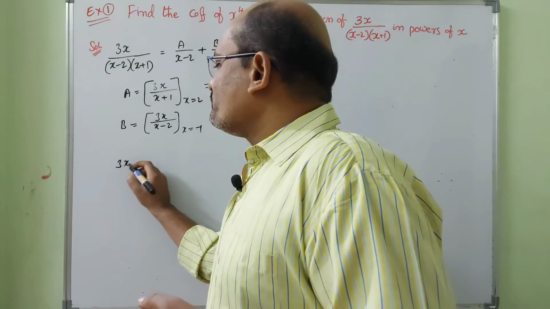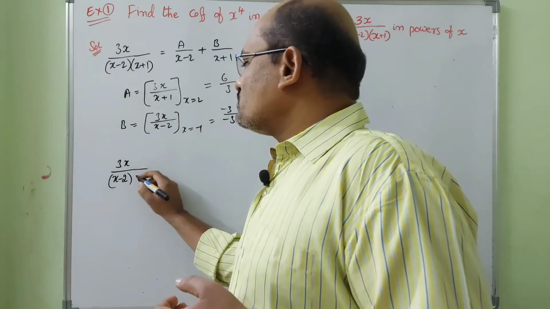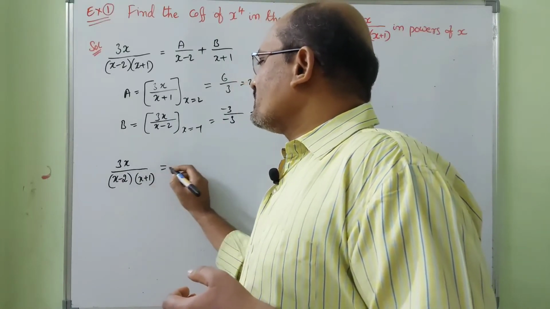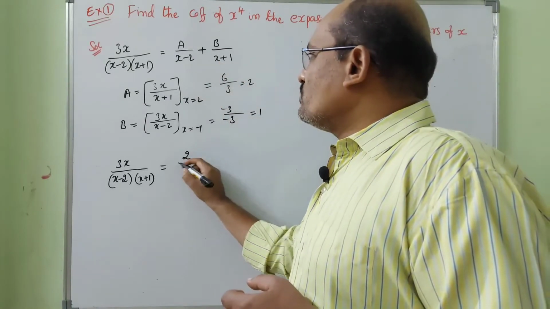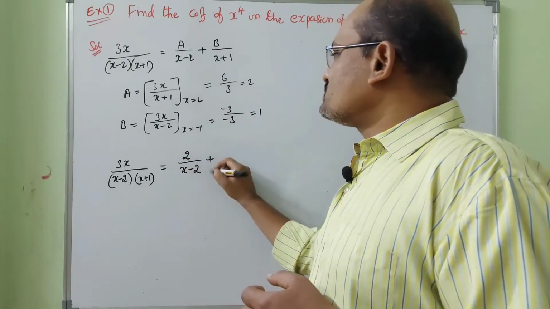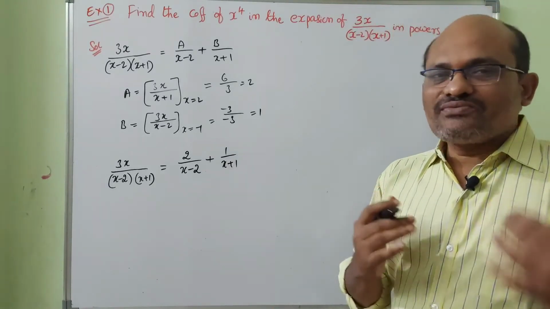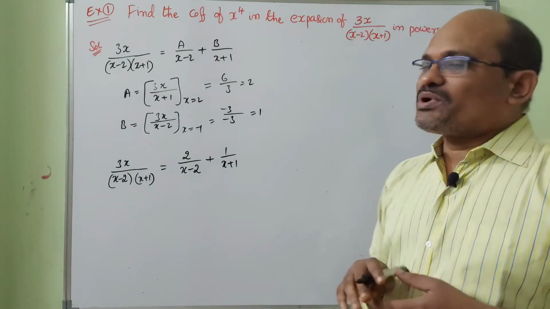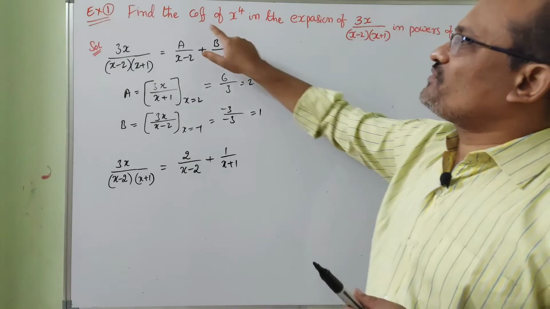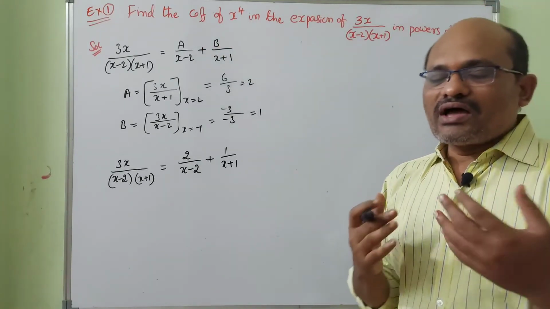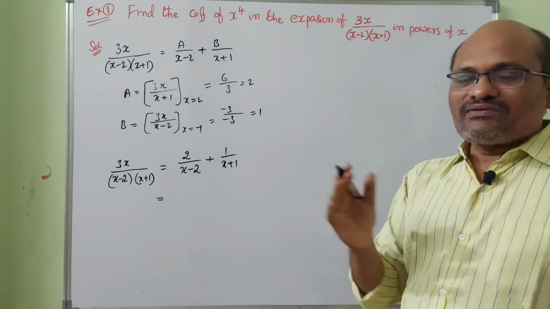Now I am writing the partial fractions for 3x by (x minus 2)(x plus 1). Put A and B in the corresponding partial fractions. We will get 2 by x minus 2 plus 1 by x plus 1. I got the partial fractions. Now what did he ask in the problem? First we have to expand this proper fraction, after that we have to find the coefficient of x power 4. Now I am going to expand the partial fractions in the power series of x.